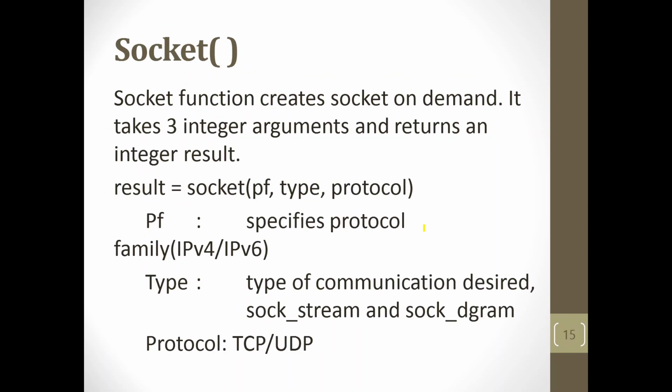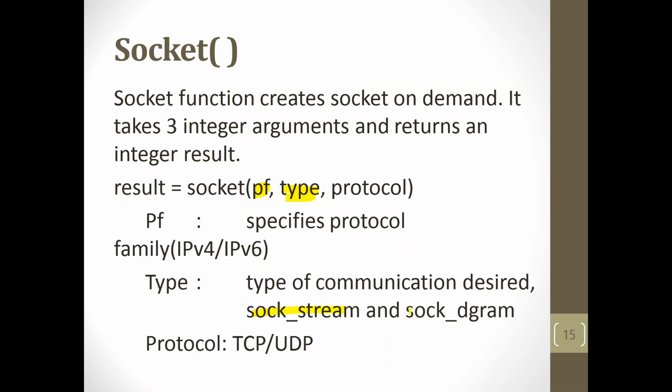Socket function creates socket on demand. It takes three integer arguments. The first one, protocol family, specifies the communications domain in which a socket is to be created, IPv4 or IPv6. The second argument is type, which specifies the socket type, which determines the semantic of communication over the socket.